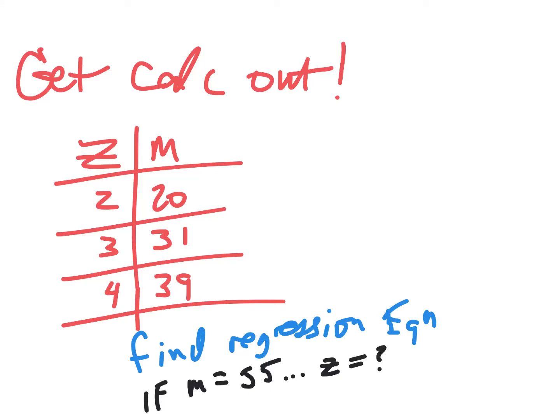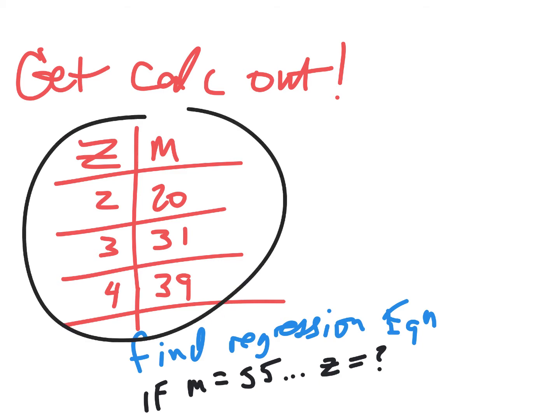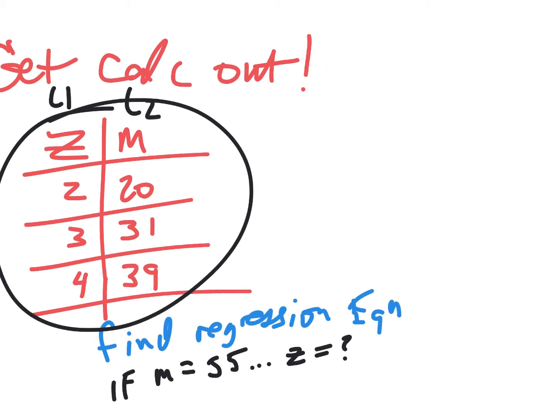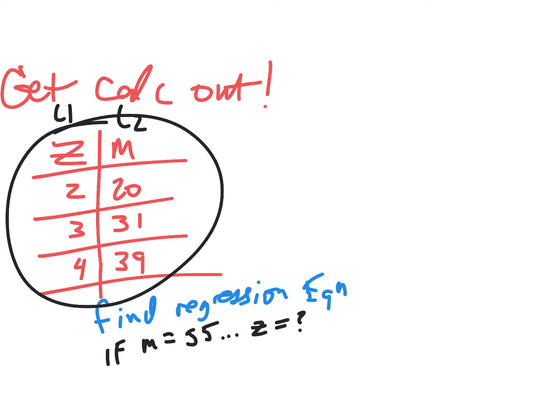Okay, so we started our review for the test, which is tomorrow, with a linear regression. This gets typed into the calculator under Stat Edit. This is our L1 and this is our L2. After that's in, we go to Stat Calculate Linear Regression, using L1 and L2 as where you draw the data from.